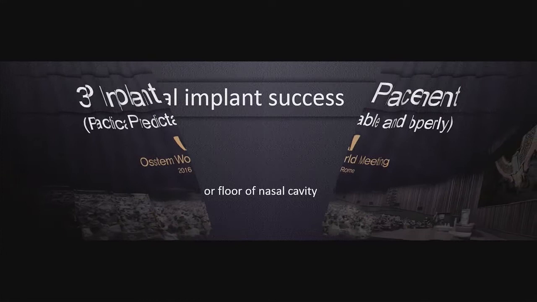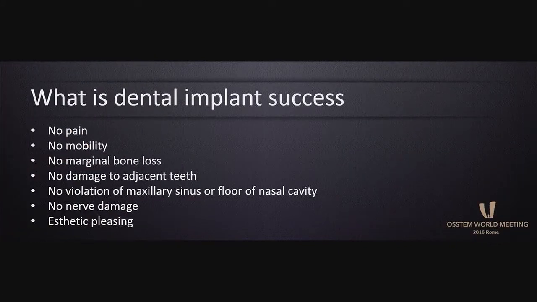First, we have to know what the implant success criteria are. The implant should have no pain, no mobility, no marginal bone loss, not damage the natural tooth, and not violate vital structures such as the maxillary sinus and especially the inferior alveolar nerve. Moreover, the implant restoration should have an acceptable aesthetic result for the patient.